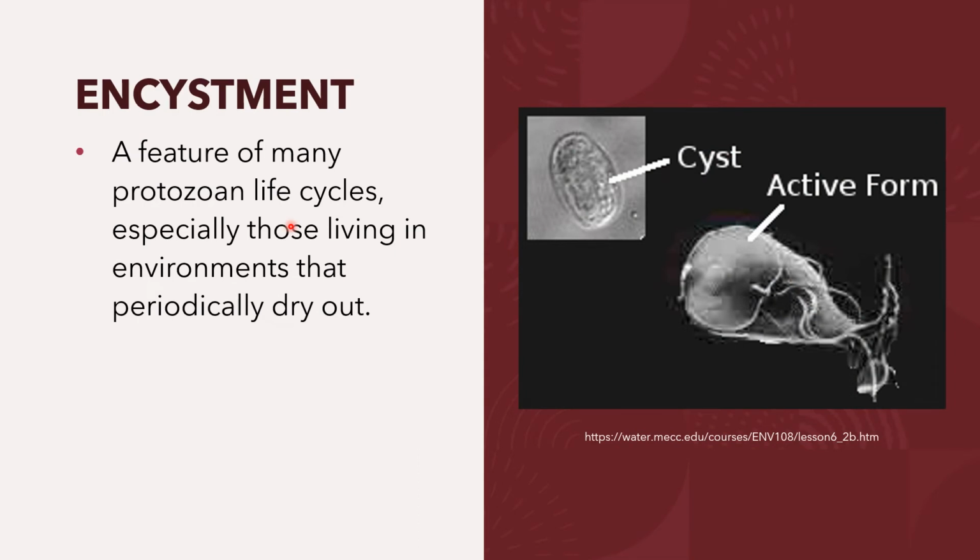So how do we define encystment? Encystment is said to be a feature of many protozoan life cycles, especially those living in environments that periodically dry out. So it is said that many of the protozoa form a resistant, dormant structure called a cyst. Many protozoa also produce cysts under adverse environmental conditions such as food deprivation. The diagram shows the cyst form and the active form of the Giardia lamblia. So this is the cyst form of the Giardia lamblia.